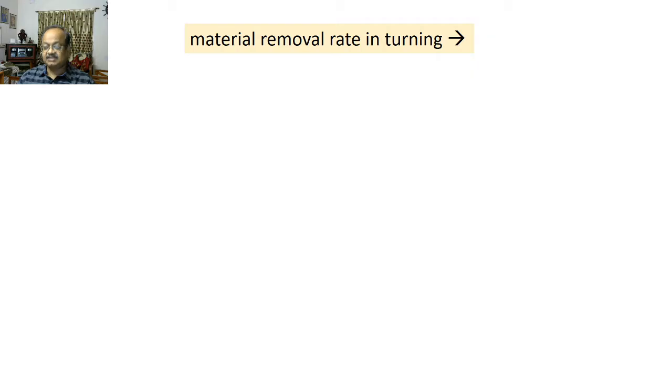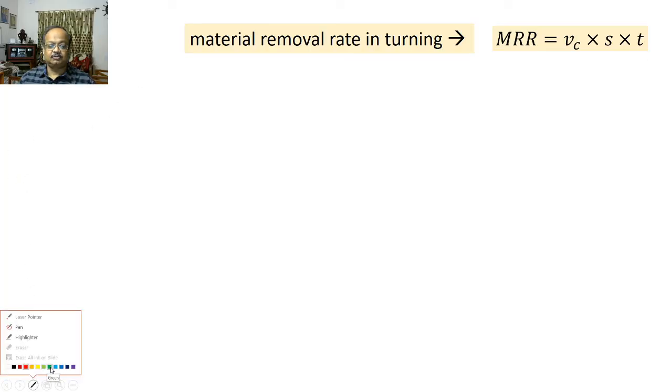Material removal rate in turning, as we have discussed, in straight turning and in facing, is evaluated as Vc into S into T, where S into T is the chip load. This chip load is extruded at a velocity of Vc, so you get the material removal rate as Vc into S into T.